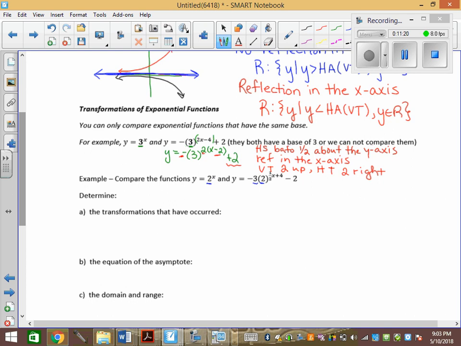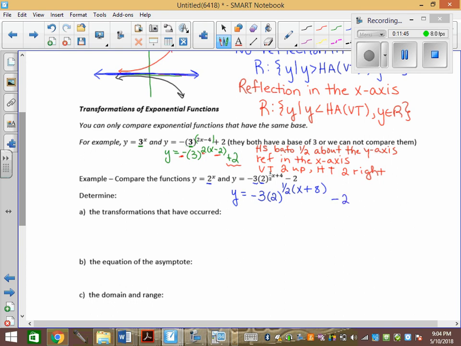Before I deal with any of that, I still have this half in front of the x, and I need to have a 1 in front in order to get my horizontal translation. So that's the very first thing I'm going to do. I'm going to go negative 3, 2 to the half, x plus what? So I'm going to be dividing 4 by a half. When I divide by a half, it's like multiplying by 2. So I'm going to get x plus 8, then minus 2 at the back.